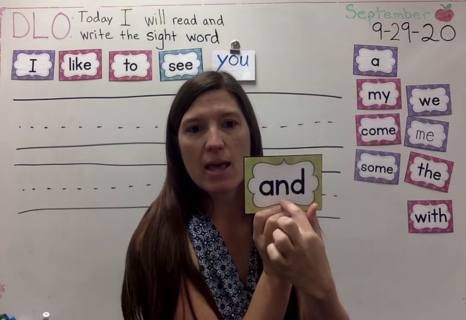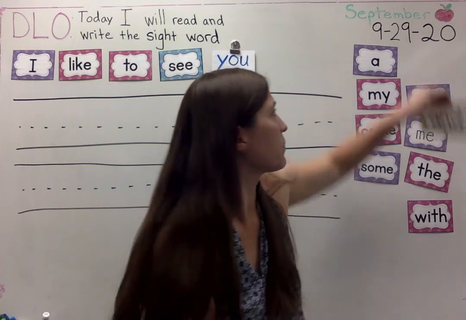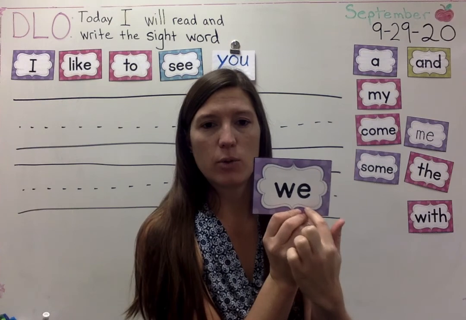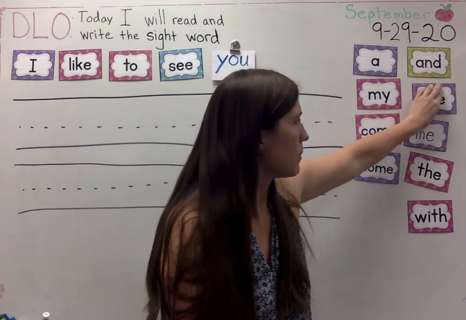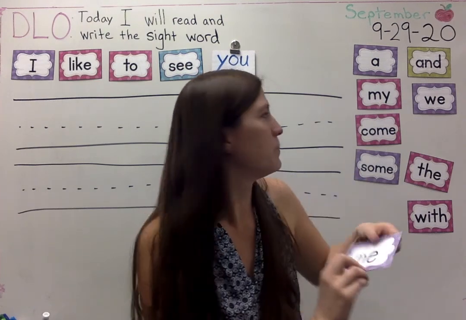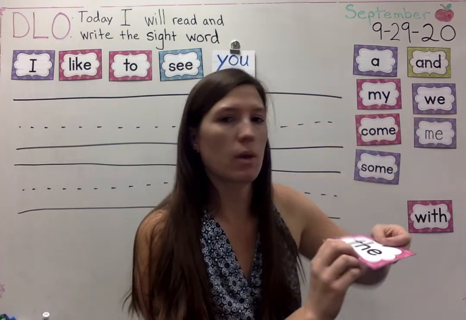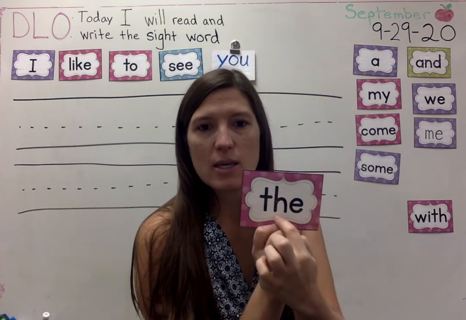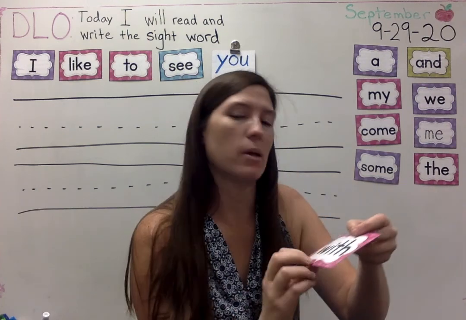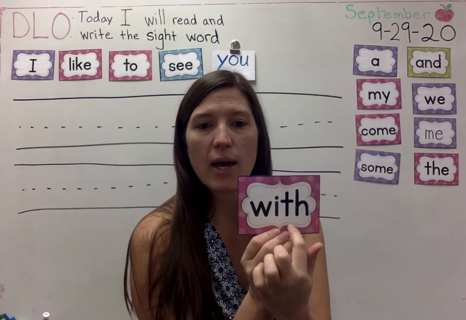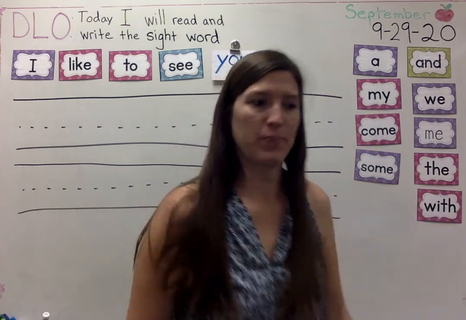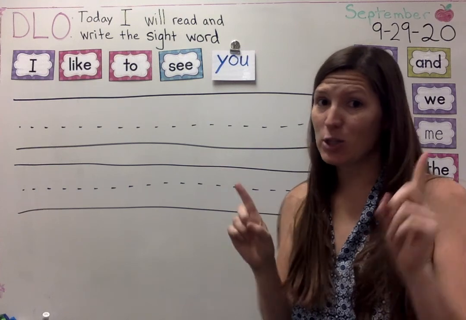And. A-N-D, and. We. W-E, we. Me. M-E, me. The. T-H-E, the. With. W-I-T-H, with. All right, let's write our sentence. And then if we have time, we'll sing some songs.